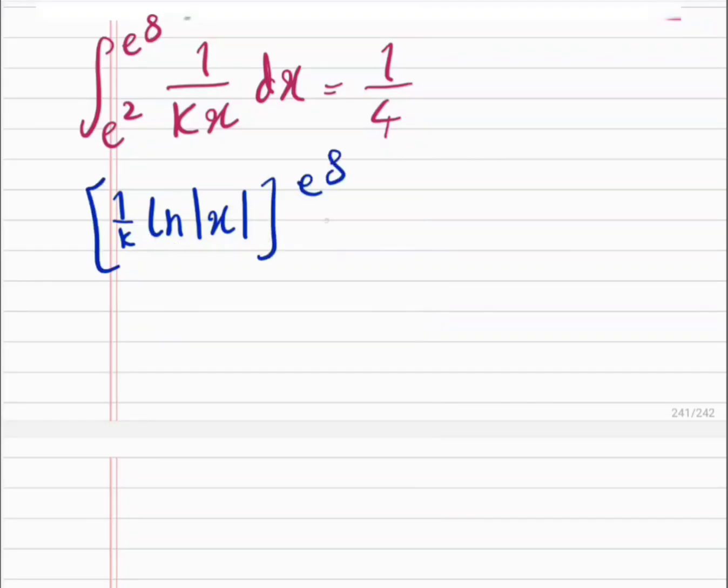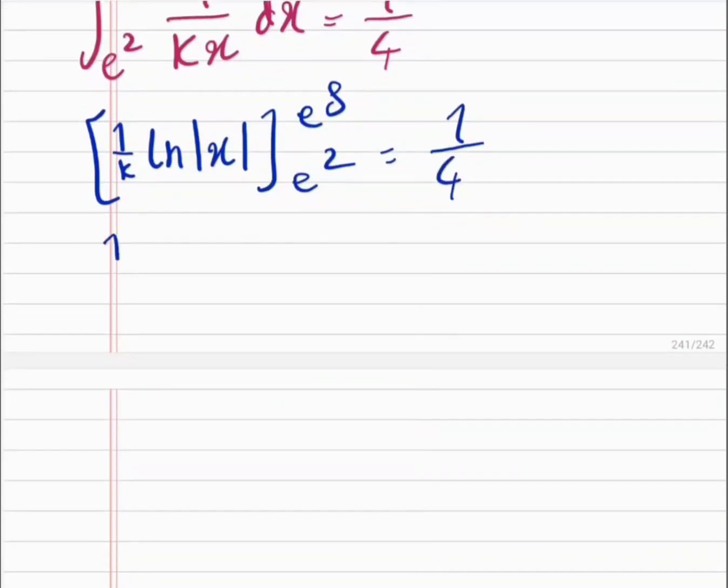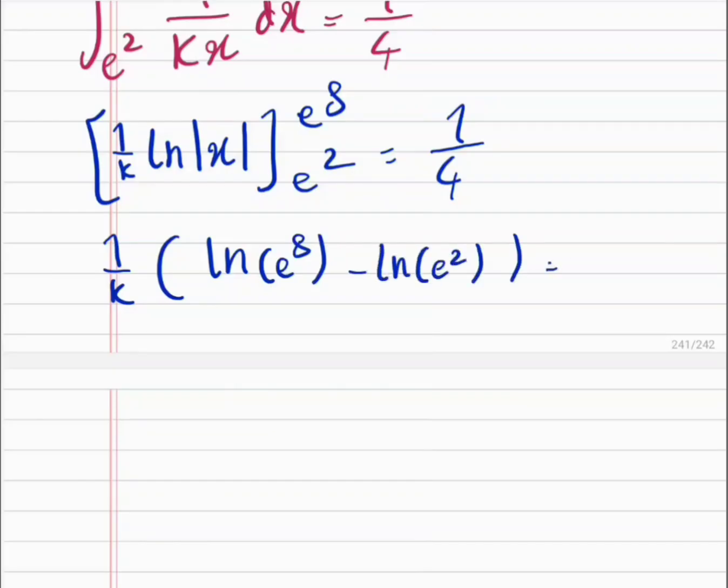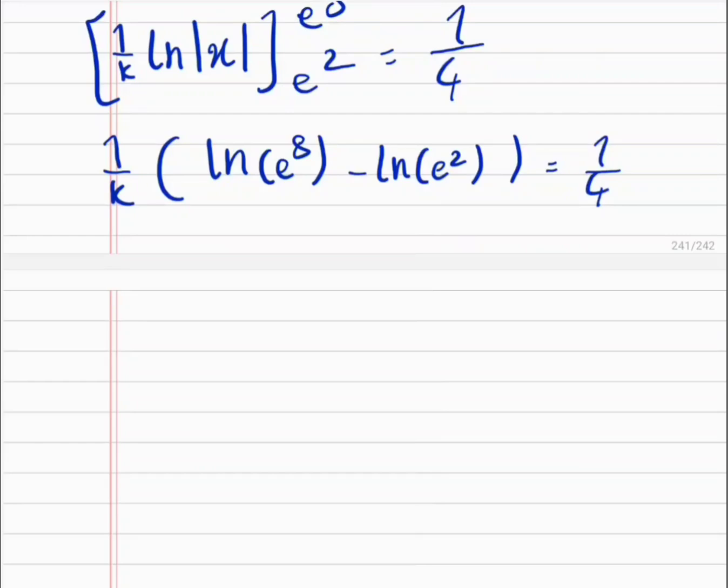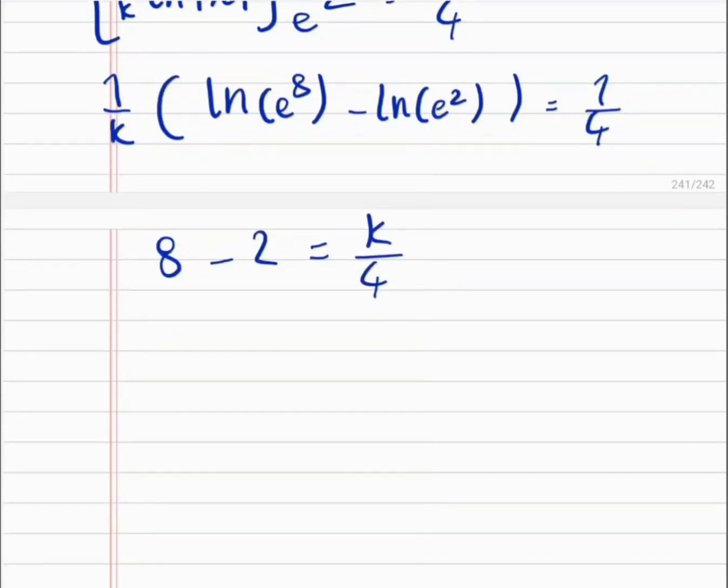Now, we need to substitute the limits so that we can solve the equation and find the value of k. So first of all, I'm just going to take 1/k out, and then we'll have ln of e^8, which is positive, so we don't need to write down the modulus. ln e^8 minus ln e^2 is equal to 1/4. Okay, now let's simplify. First I'm just going to multiply both sides by k, and then ln e^8 is just 8, and ln e^2 is just 2, and then we have k/4 on the right hand side.